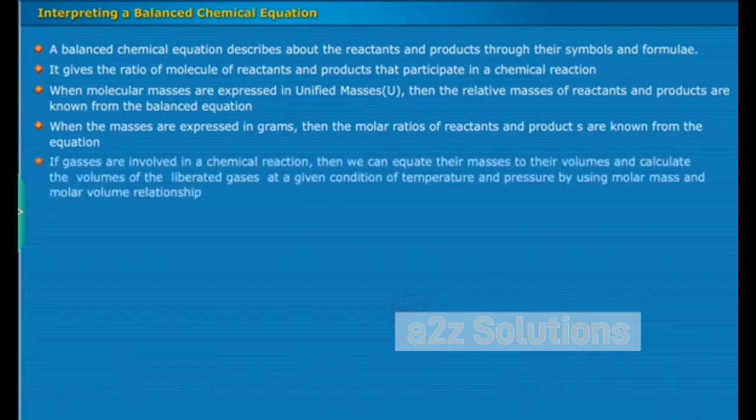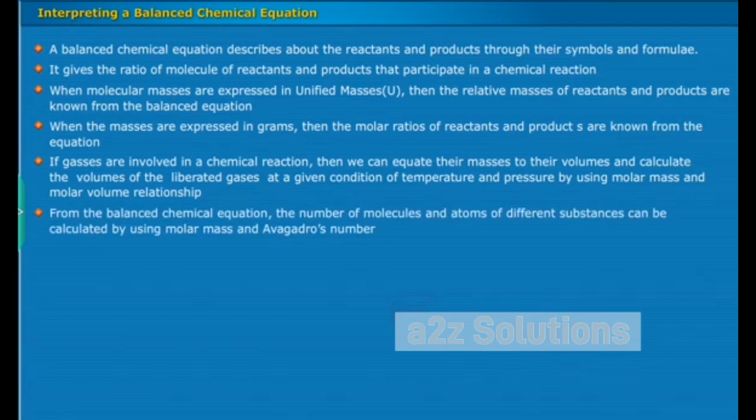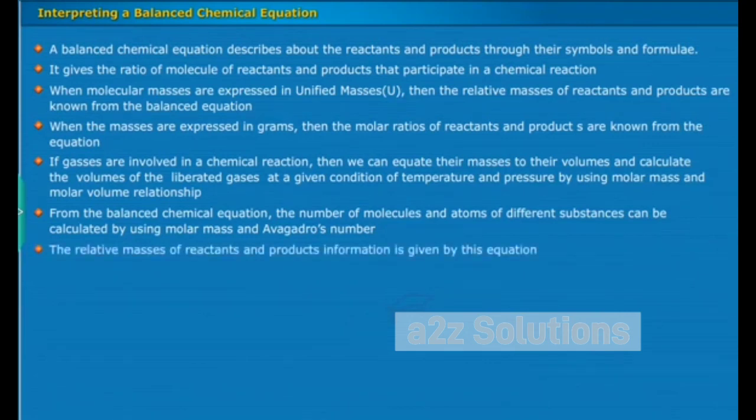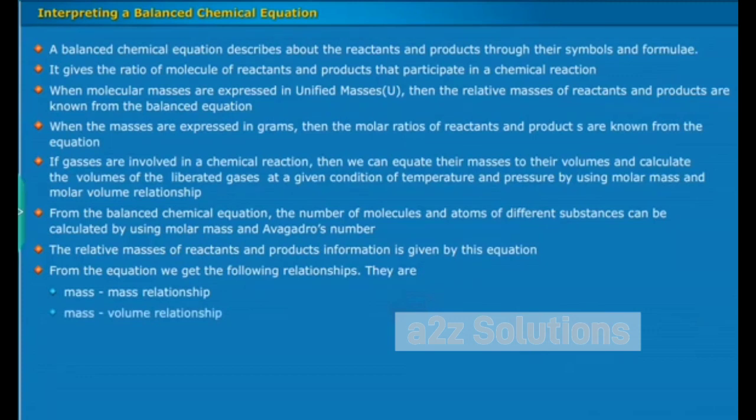from the equation. If gases are involved in a chemical reaction, then we can equate their masses to their volumes and calculate the volumes of the liberated gases at a given condition of temperature and pressure by using molar mass and molar volume relationship. From the balanced chemical equation, the number of molecules and atoms of different substances can be calculated by using molar mass and Avogadro's number. The relative masses of reactants and products information is given by this equation. From the equation, we get the following relationships. They are mass relationship, mass volume relationship, volume relationship, mass volume, number of molecules relationship, etc.